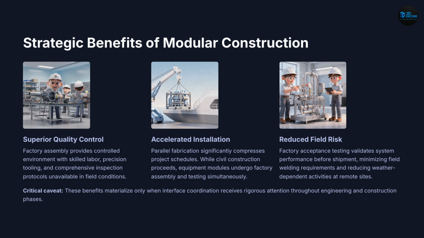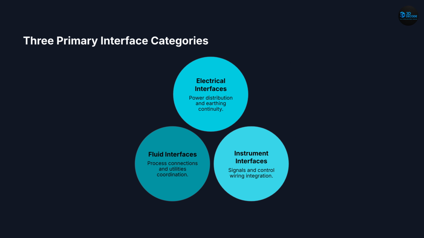Slide 3. Benefits of modularization. Modular construction offers several advantages. Factory assembly ensures better quality because it is done in a controlled environment. Project timelines are reduced because fabrication and civil work happen in parallel. Field risks are minimized because most testing is completed before shipment. However, all these benefits depend on proper interface management.